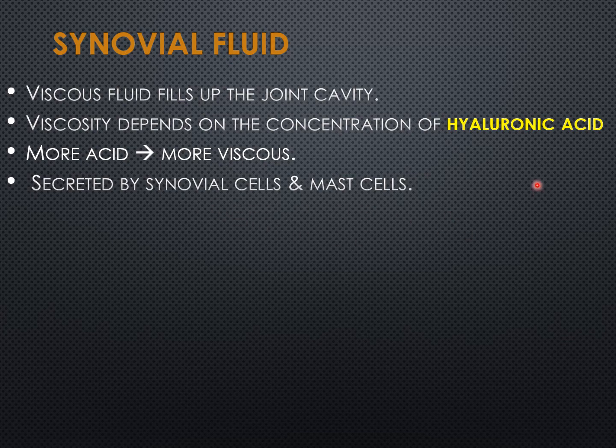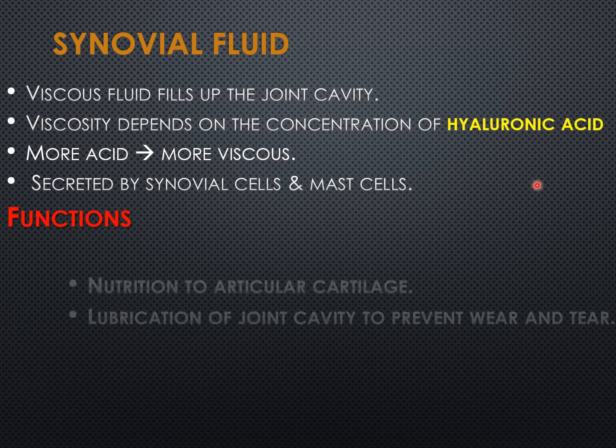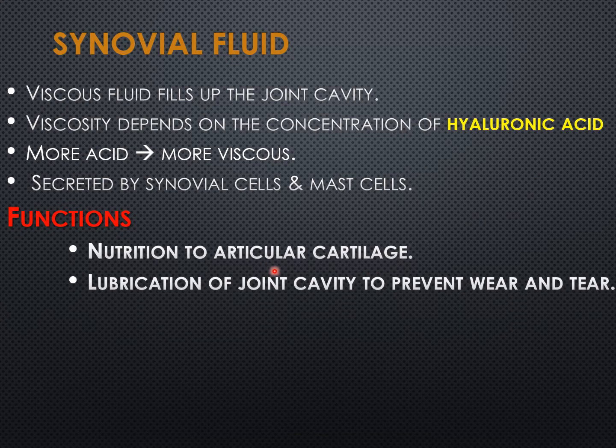What is the function of the synovial fluid? We already saw, since the articular cartilage is avascular, it does not have a perichondrium and it is avascular. So how does it get its nutrition? The nutrition is by diffusion from the synovial fluid. Okay, so the articular cartilage is getting its nutrition by diffusion from the synovial fluid, and the synovial fluid helps in the lubrication of the joint cavity to prevent the wear and tear.